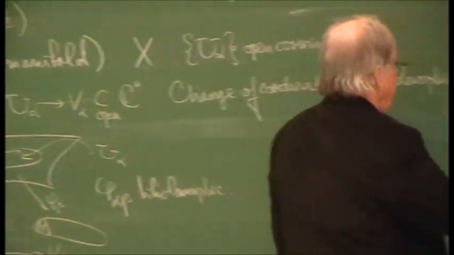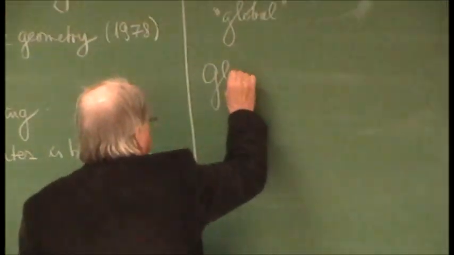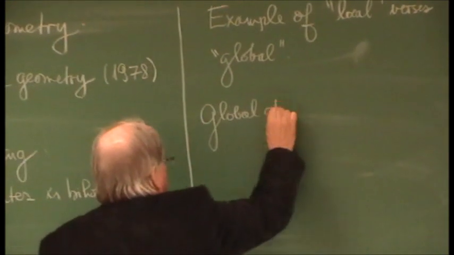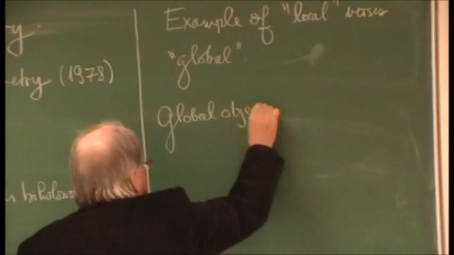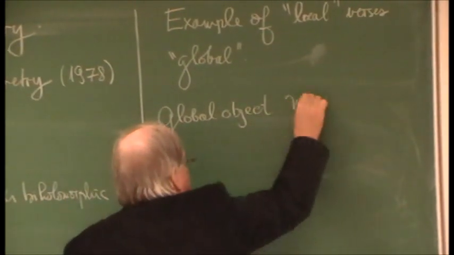Let me define, first of all, a global object. An example of a global object is a meromorphic function.